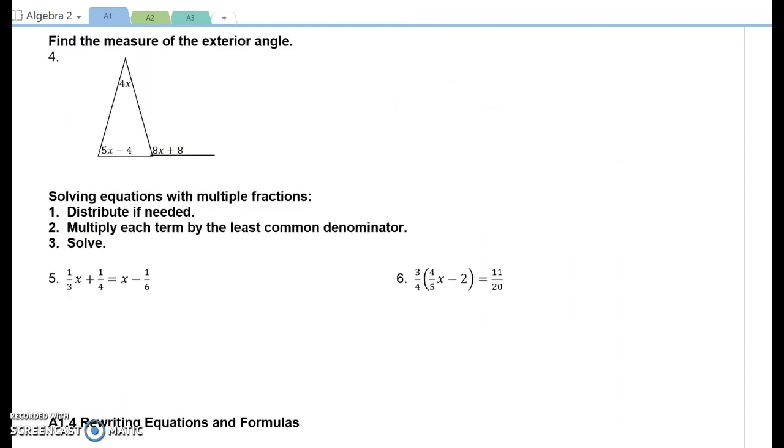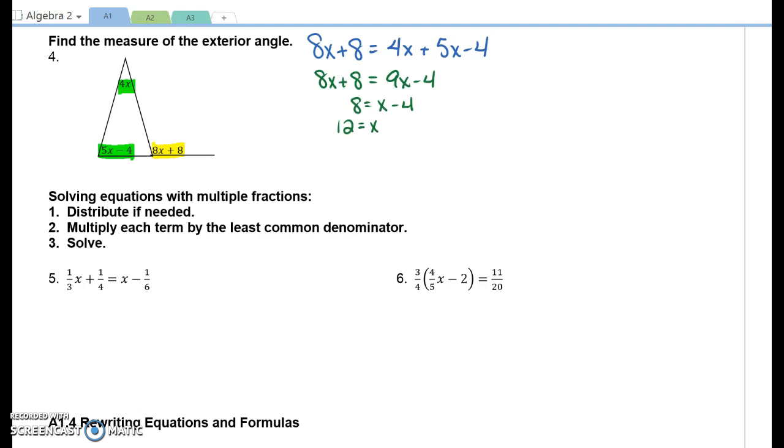This is a quick review from geometry. The measure of an exterior angle. So 8x plus 8, that is the exterior angle. The exterior angle is equal to the sum of the non-adjacent interior angles. That means if you take 4x and 5x minus 4 and add them together, it's going to be the same as 8x plus 8. So what they're really trying to get at is that 8x plus 8 equals 4x plus 5x minus 4. So take a moment, combine like terms, solve that equation, get your answer.